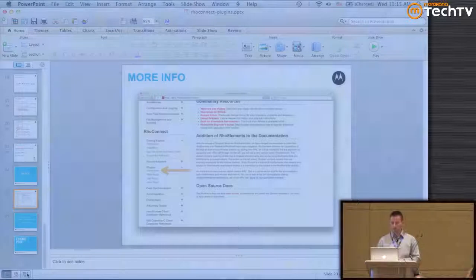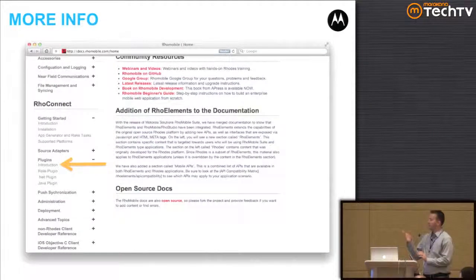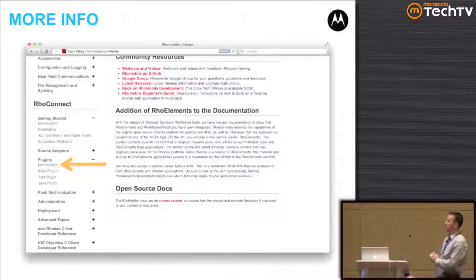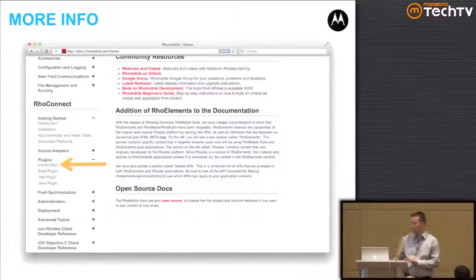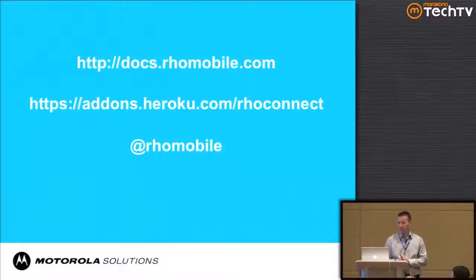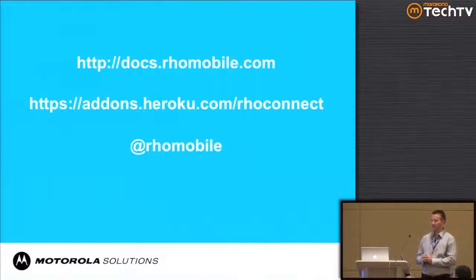So I just wanted to mention here at the end, we have our documentation site. If you go to docs.rhomobile.com, and scroll down under the RhoConnect section, I recommend, if you haven't gone through it already, go through the Getting Started. It explains the concepts between source adapters and plugins, and then the plugin introduction is there underneath the source adapter section. So you can learn about the Rails plugin and the .NET and the Java. And just more information there. The Heroku add-on, you can check it out.